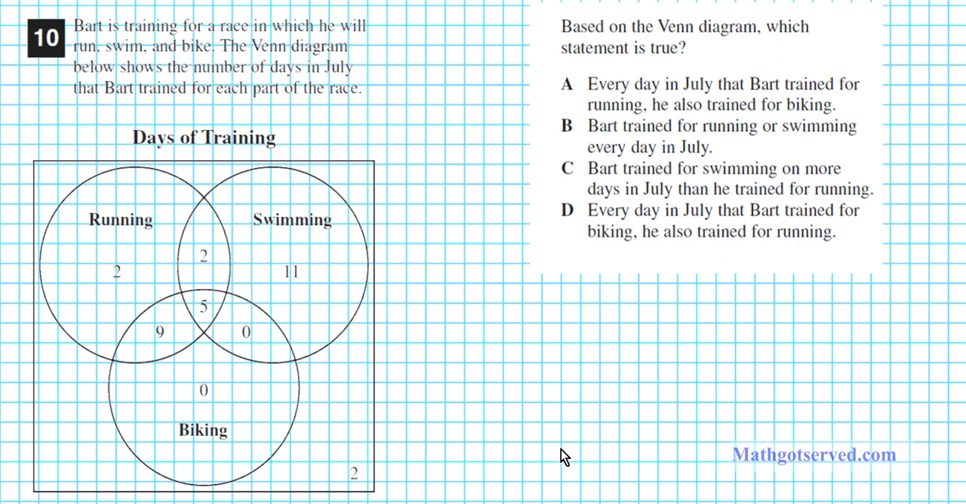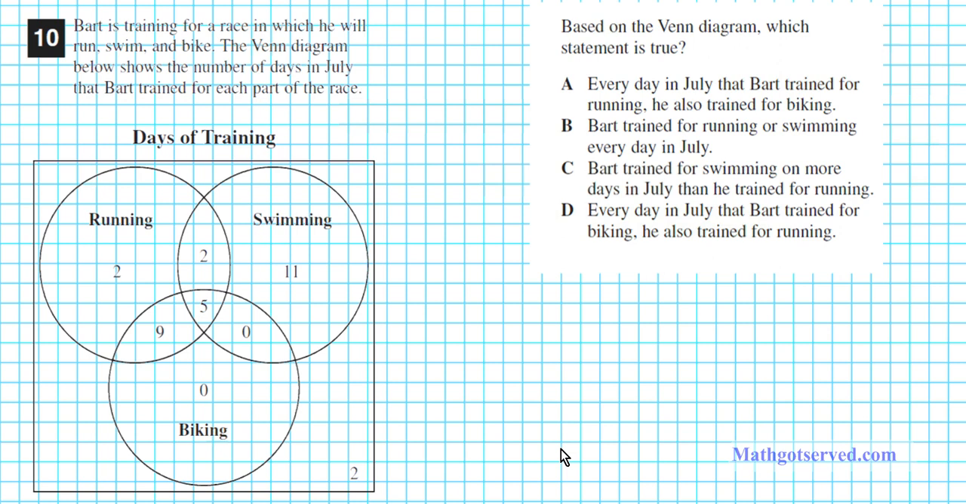All right, let's take a look at question number 10. It says Bart is training for a race in which he will run, swim, and bike. The Venn diagram below shows the number of days in July that Bart trained for each part of the race. So based on the Venn diagram, which statement is true?